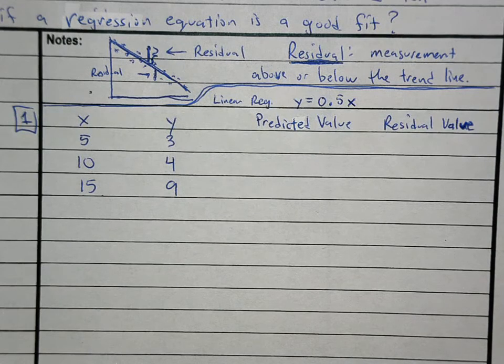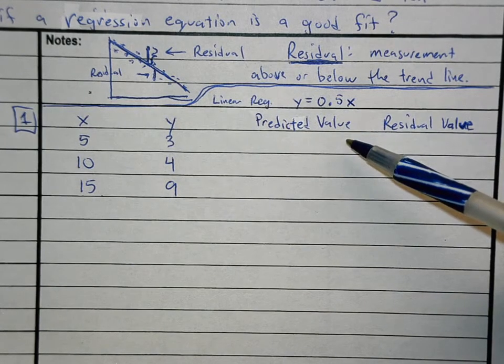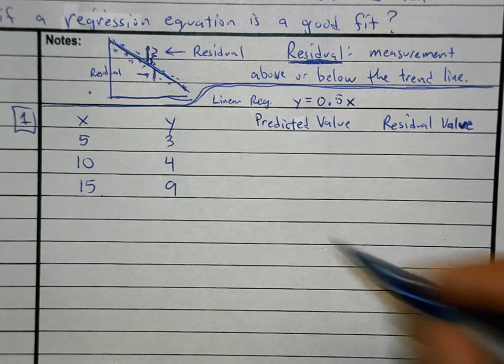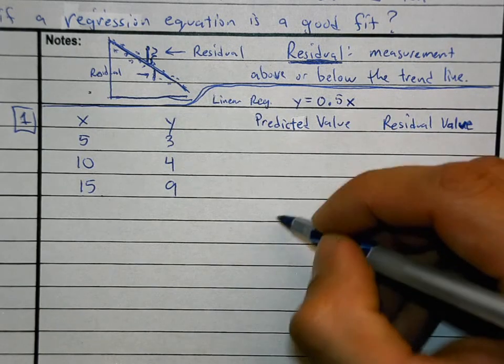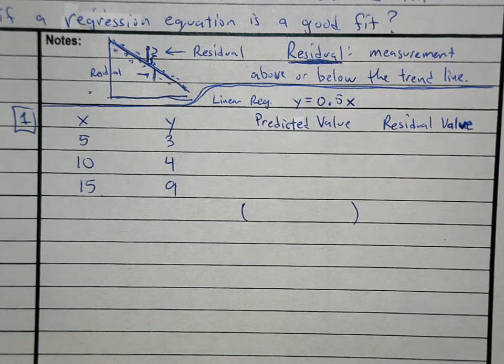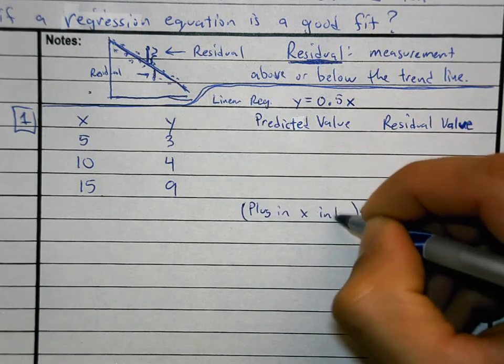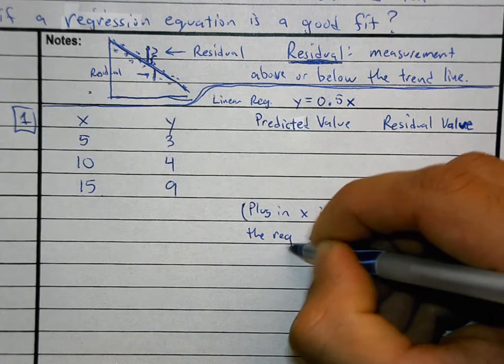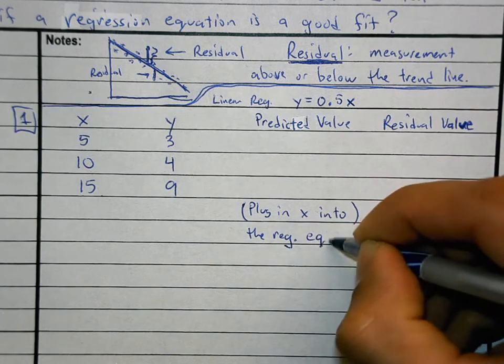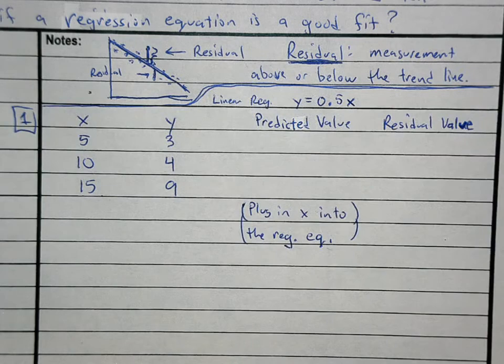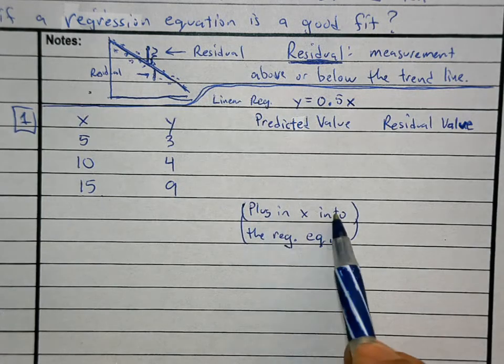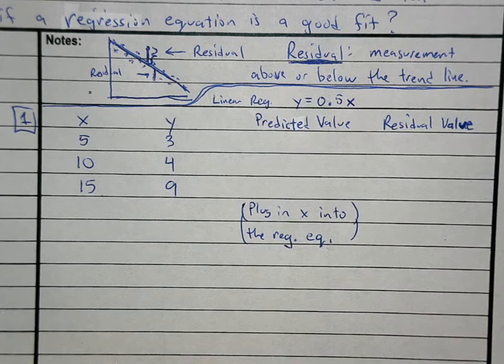So the first thing that you're going to have to figure out is what's the predicted value. The predicted value here is when you plug in x. So right below here, I'm going to write down what I do for this particular piece. This is where I plug in x into the regression equation. We're plugging in x into the regression equation to get this predicted value.